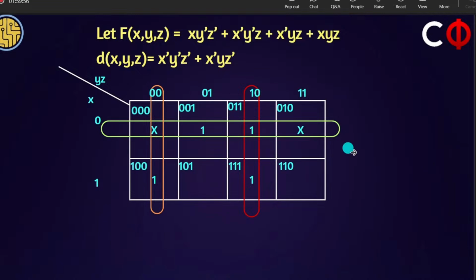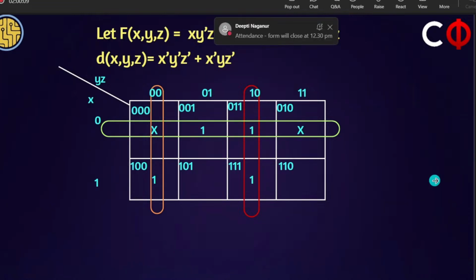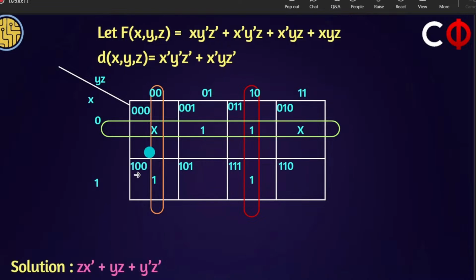So what is this grouping? Here x is remaining the same. That's the only thing, so this is x prime. And what does this represent? Here x is changing, but y and z are remaining constant. So this becomes yz. And what is this term again going to be? It's going to be y prime, z prime.